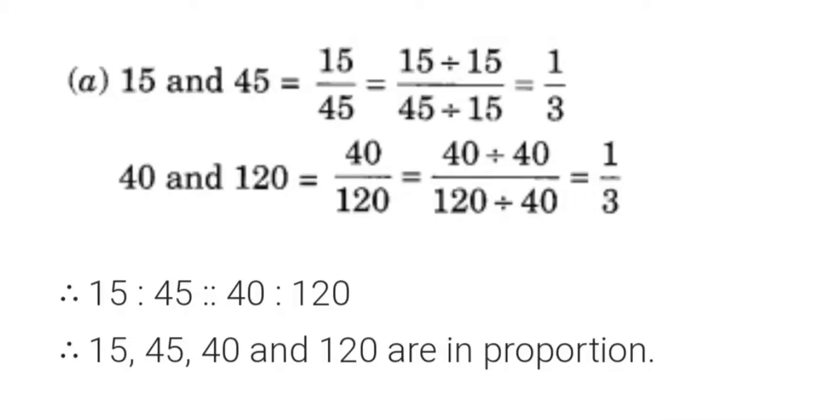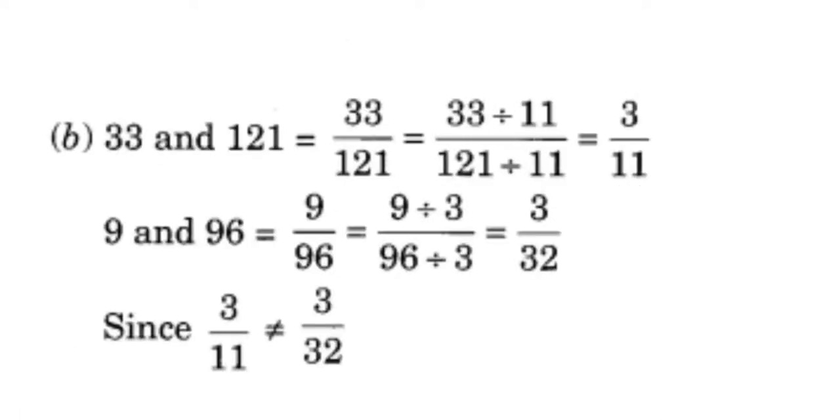Now we can see both answers are coming 1/3. It means both are in proportion. So we can say 15, 45, 40 and 120 are in proportion. Now see number B, 33, 121, 9 and 96. So first see the first two numbers, that is 33 and 121.